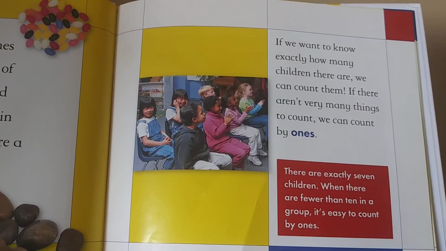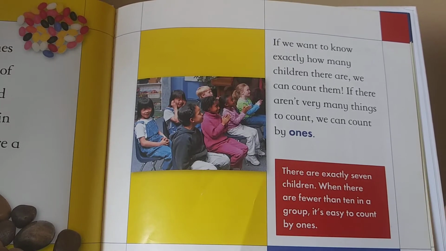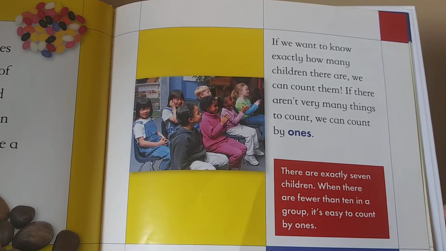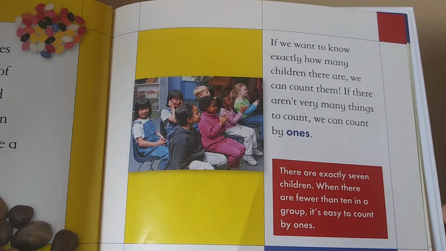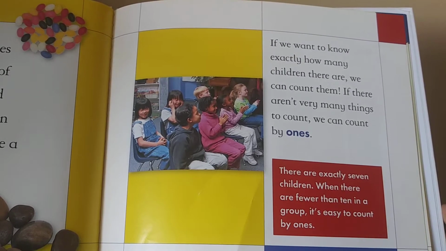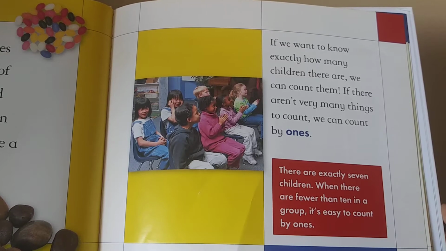If we want to know exactly how many children there are, we can count them. If there aren't very many things to count, we can count by ones. There are exactly 7 children. When there are fewer than 10 in a group, it's easy to count by ones.